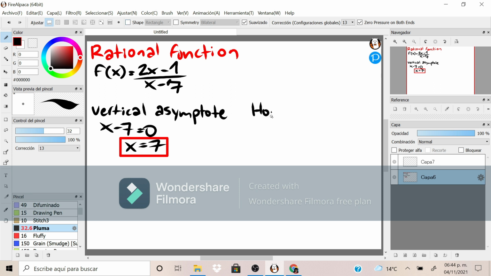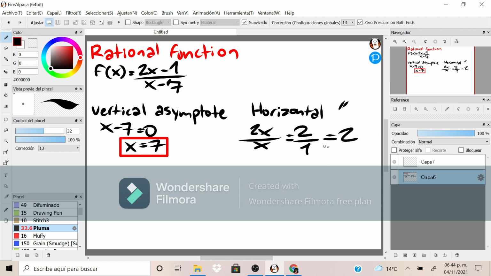Now we gotta find the horizontal asymptote. We're gonna put it like this. My teacher used to do this when she didn't want to write. So basically, we're gonna find the second one, which would be 2x over x. Alright, we have this right here. It would be 2 over 1, which gives us 2. Because 2 divided by 1 is just 2.